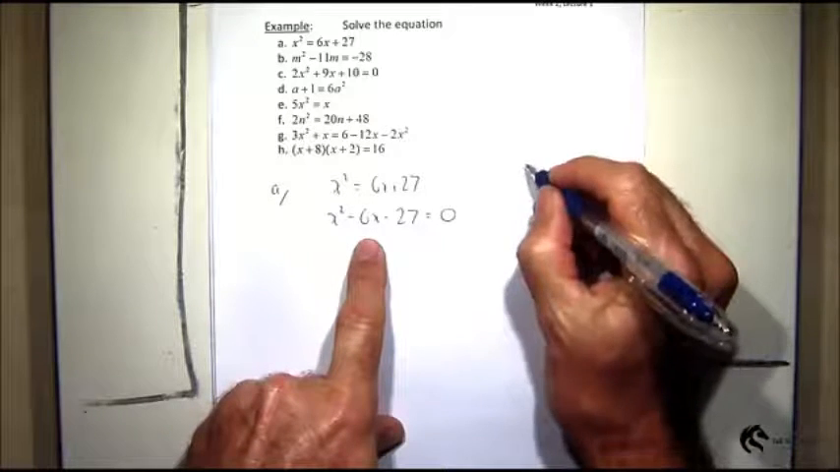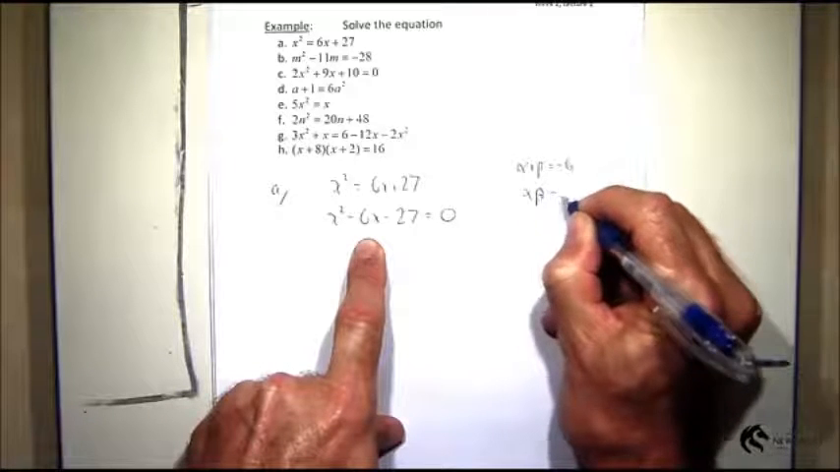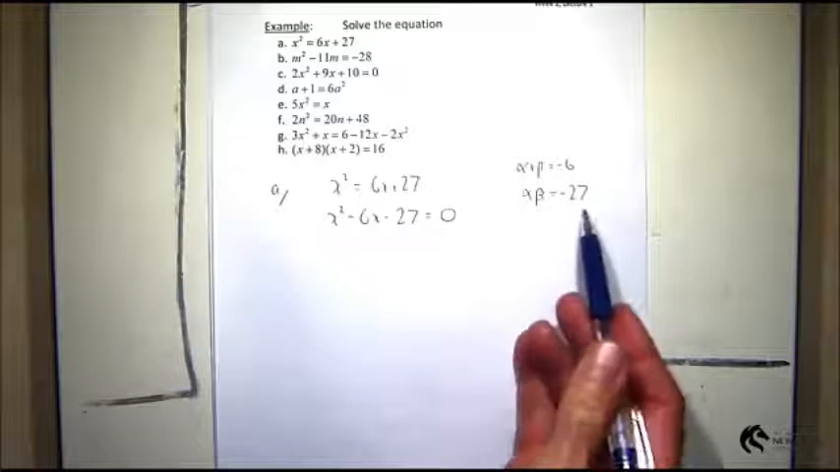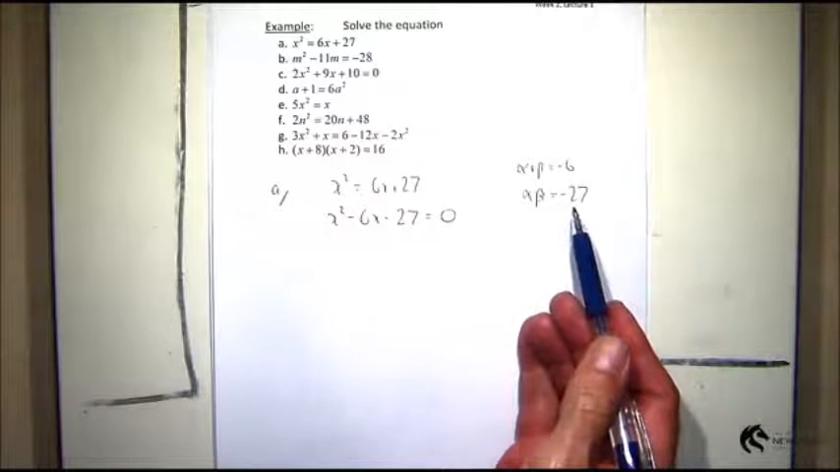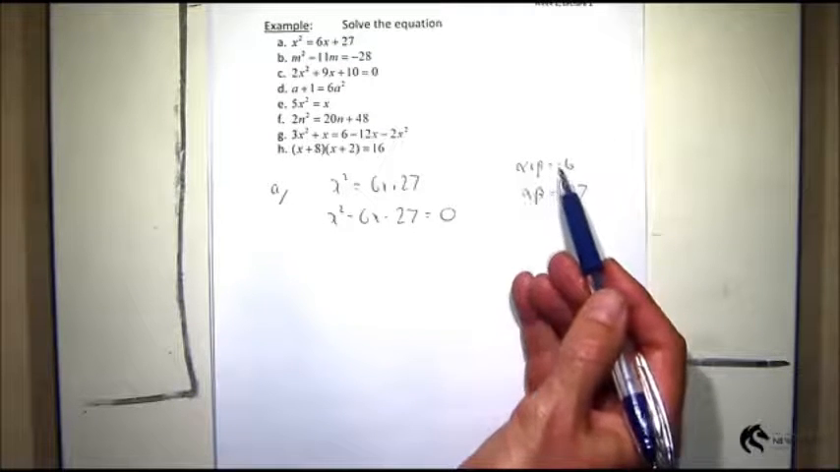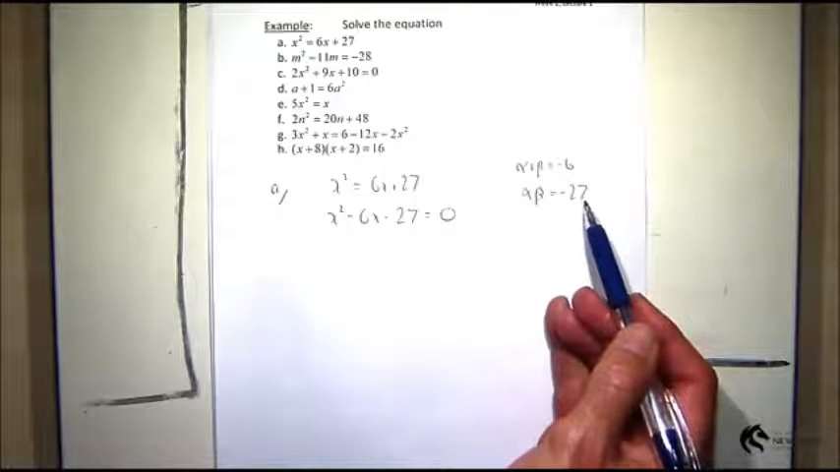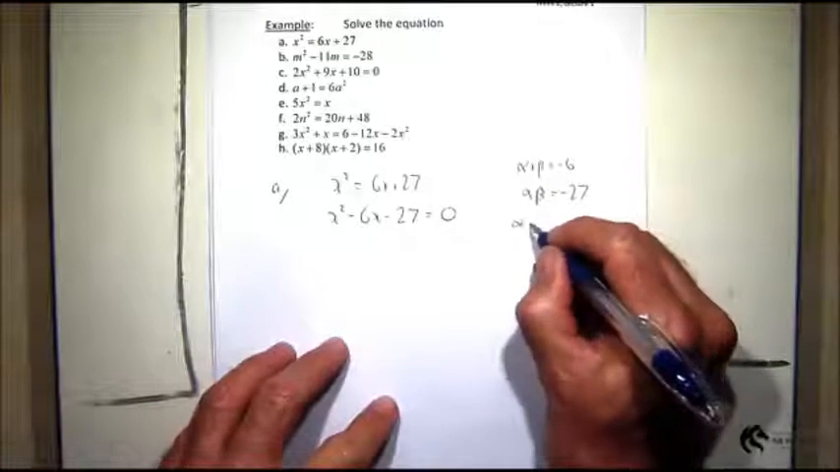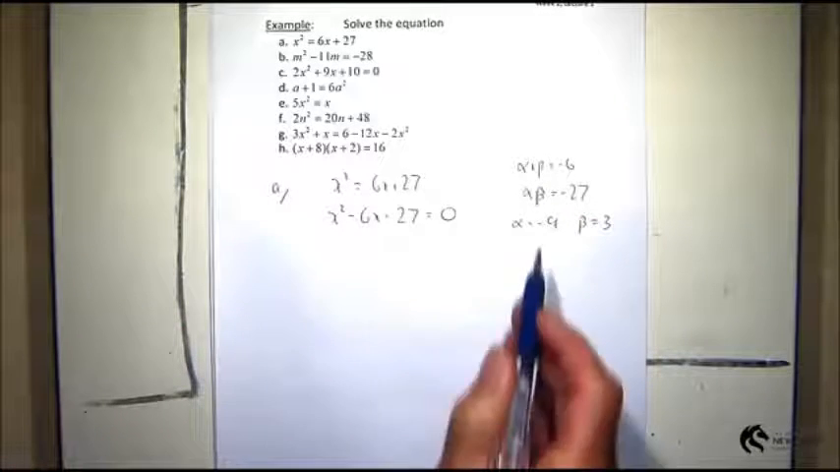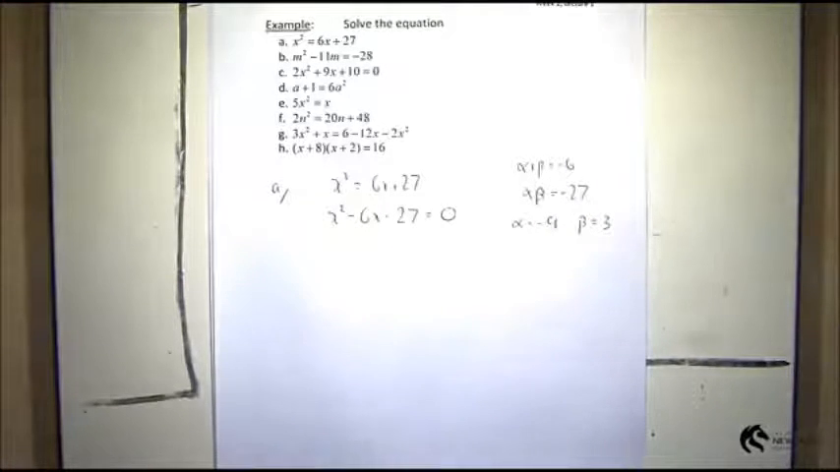So I think to myself, look, alpha plus beta has to be minus 6. Alpha times beta has to be minus 27. I want two numbers that multiply to give minus 27. So one's going to be positive, one's going to be negative, because that's a negative. And when I add them up, it's going to be negative, so the largest one's going to be negative. So 3 and 9 seem pretty obvious, don't they? So it looks to me like alpha is going to be minus 9, beta is going to be equal to 3. Minus 9 times 3 is minus 27. Minus 9 plus 3 is minus 6. And so there are my factors.